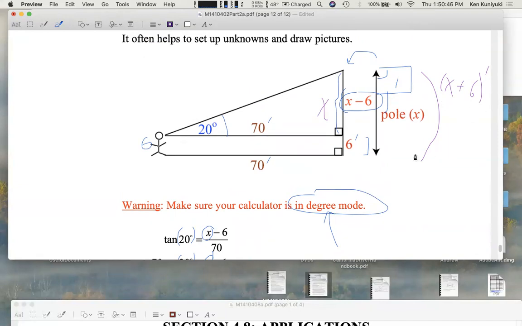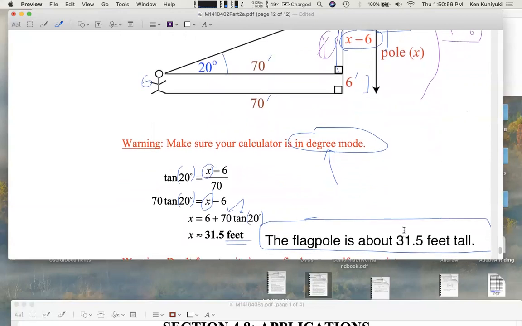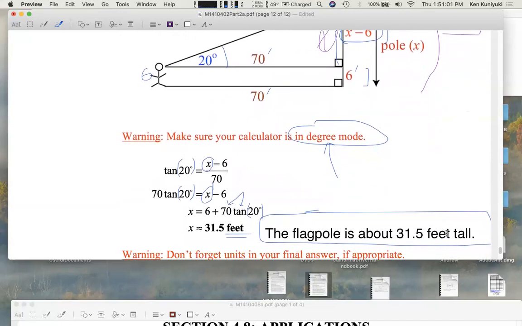So make sure that you get the height of the flagpole. Your final answer may not be x. If you make this x, your answer will be x plus 6 in feet. But we set it up here so that x is the height of the pole. The flagpole is about 31.5 feet tall.